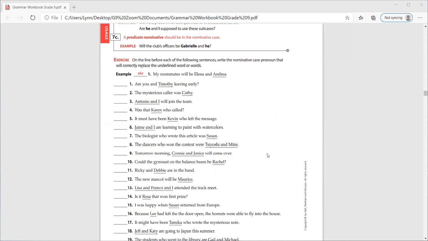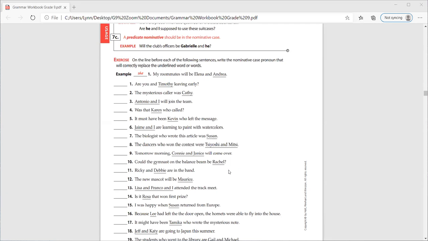Number 5. It must have been Kevin who left the message. It will be: it must have been he who left the message. Yes. Number 6. James and I are learning to paint with watercolors. It will be: we are learning to paint with watercolors. Yes. Number 7. The biologist who wrote this article was Suzanne. It will be: the biologist who wrote this article was she.